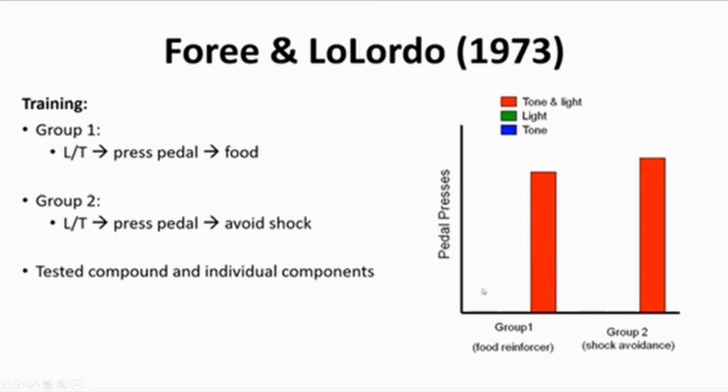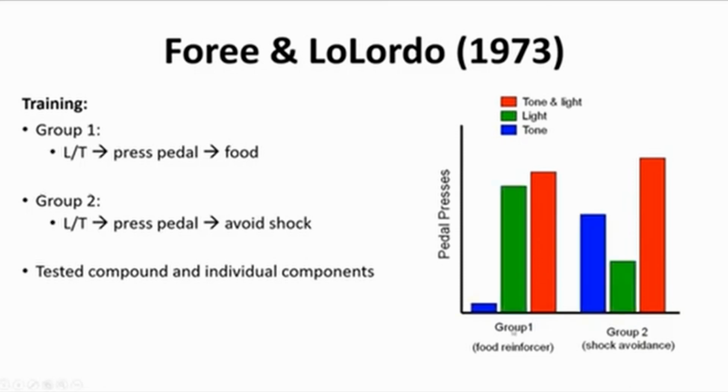And so after training, we can look at our graph over here where our group 1 was the food reinforcer, that's our positive reinforcement. Group 2 is the shock avoidance, that's the negative reinforcement, and the red bars are our tone and light compound stimulus. So we see that they learned to press the pedal quite a bit. So our axis here is pedal presses, which means that the higher the bar, the more they're doing the operant behavior. So they test the compound stimulus, and then they tested each of the individual components separately. So the light and the tone.